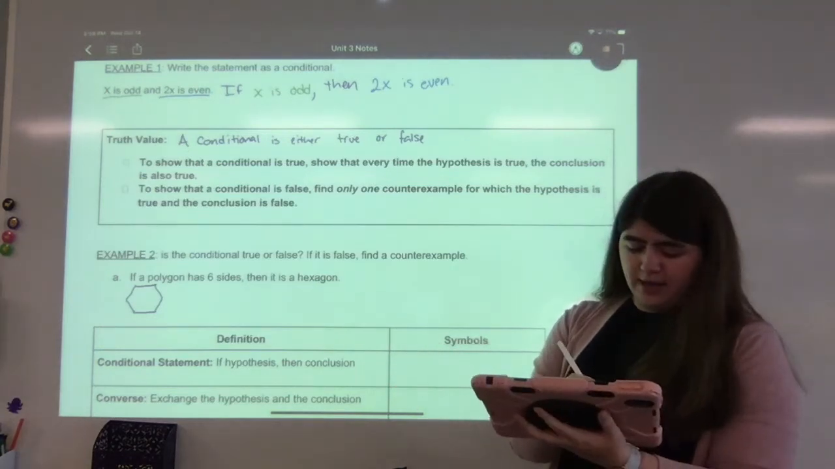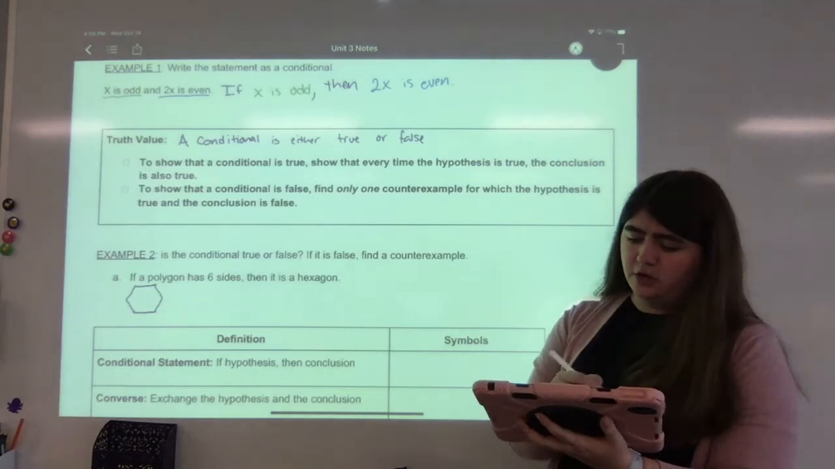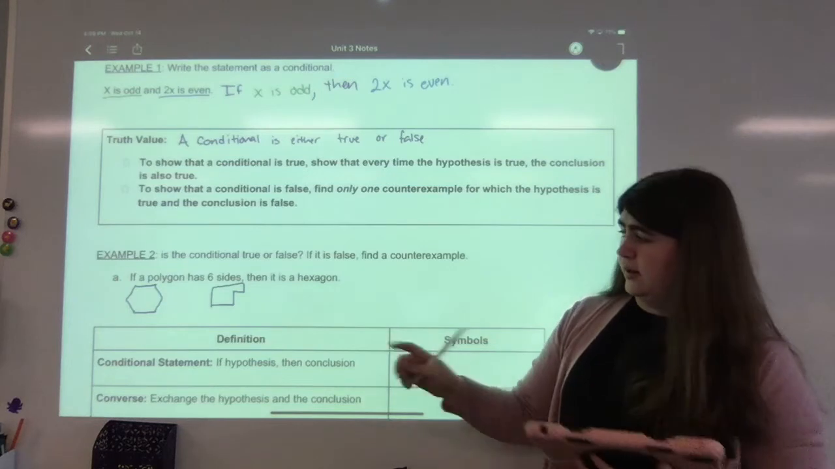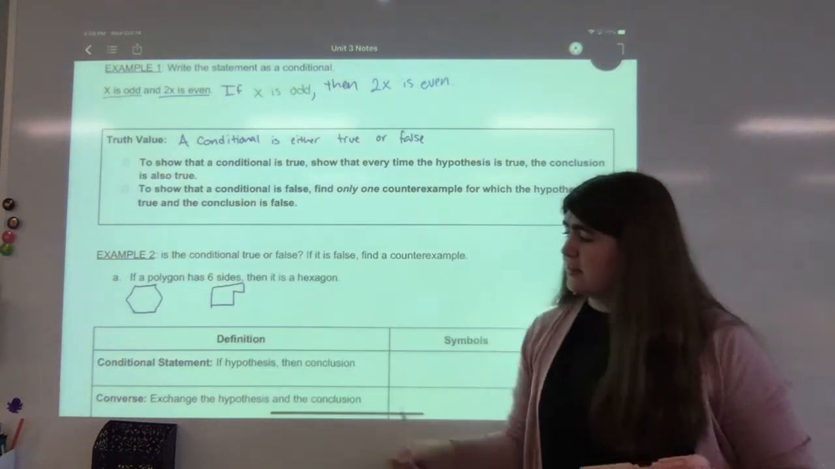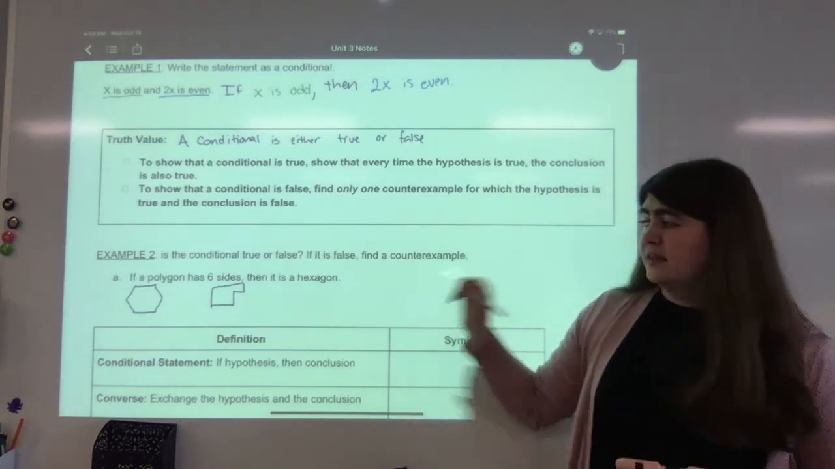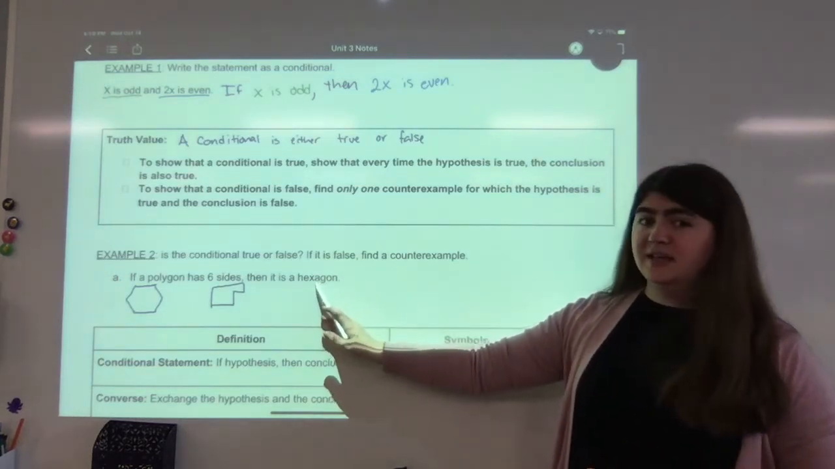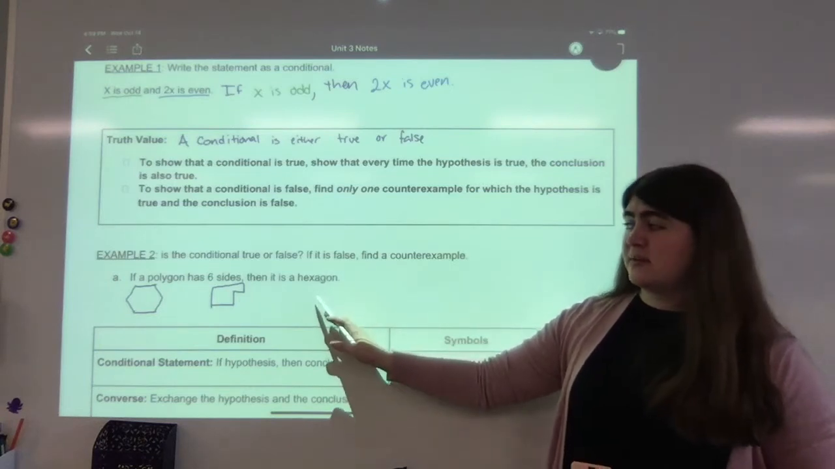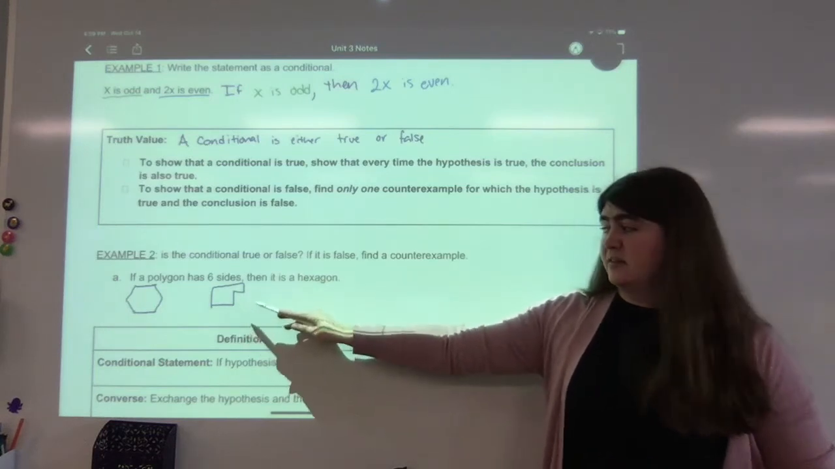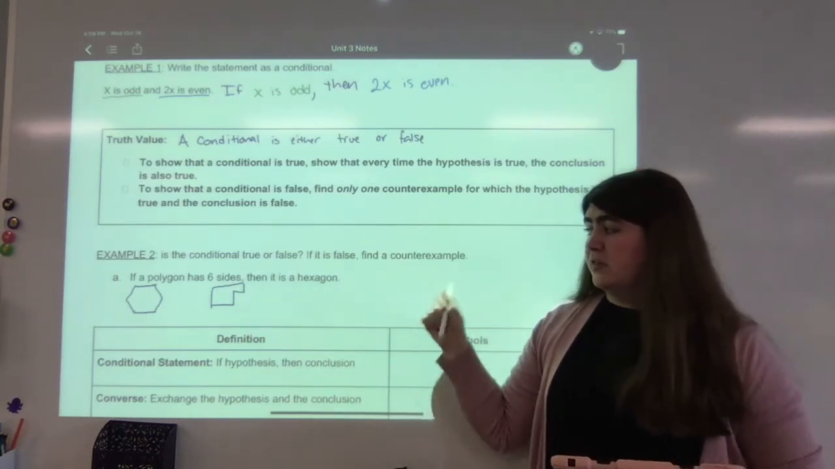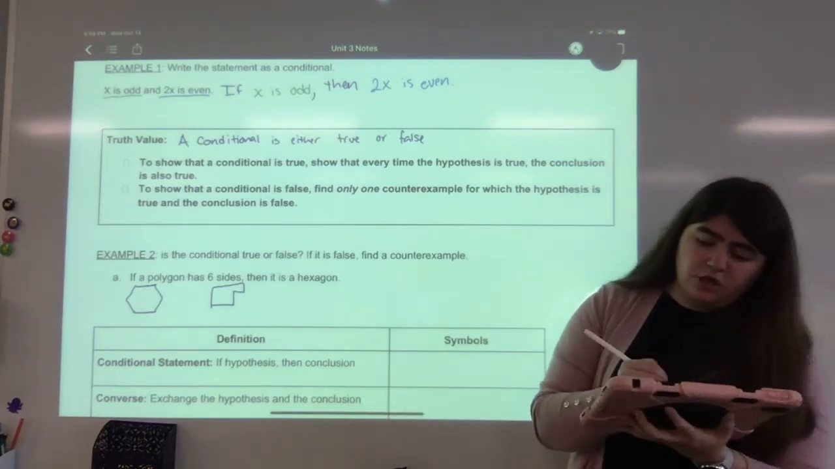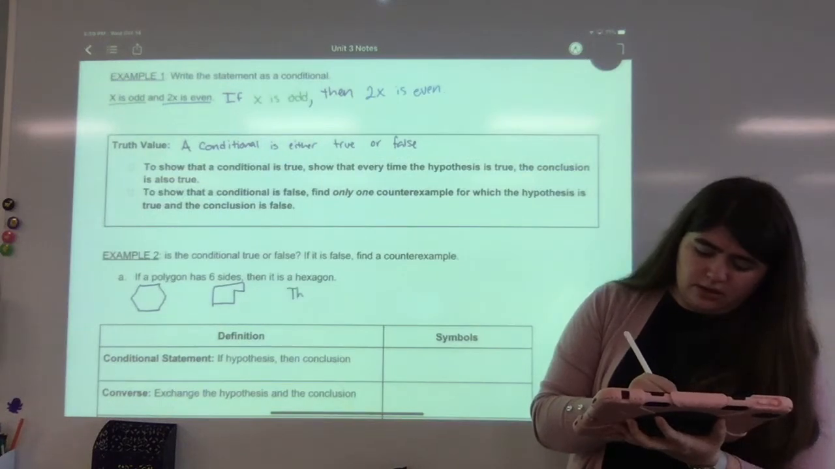What if we had a six-sided shape like this, where I have 1, 2, 3, 4, 5, 6 sides. The sides are clearly not the same length. The angles are not the same. Is it still a hexagon? And the answer is yes, because it just has to be a figure made up of 6 straight sides, which we have. So this is a true conditional. So we would say the conditional is true.